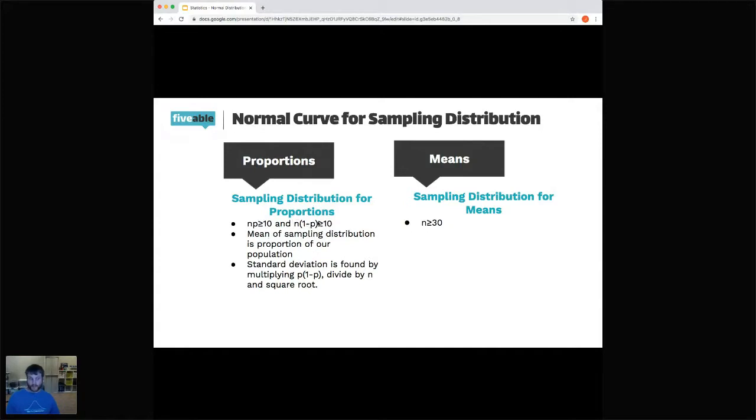So we use large counts for proportion. We use Central Limit Theorem for means. And they're essentially really the same thing, just for two types of data. The mean of the sampling distribution is the mean of our population. The standard deviation is the standard deviation that we're given divided by the square root of n.